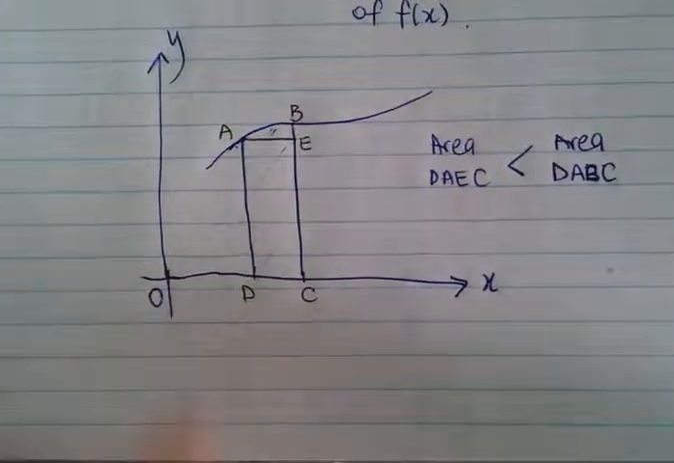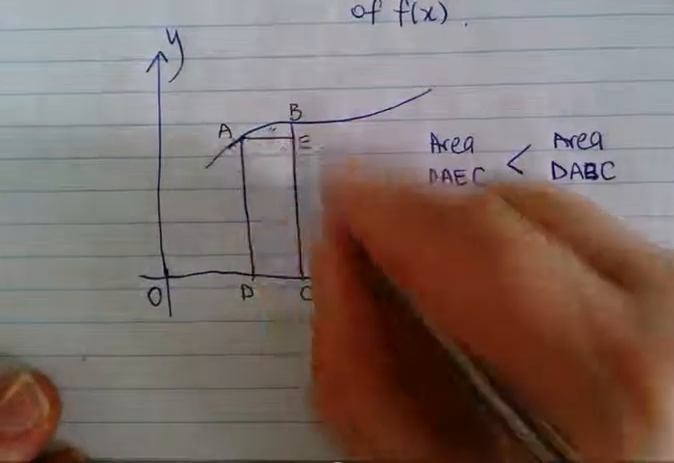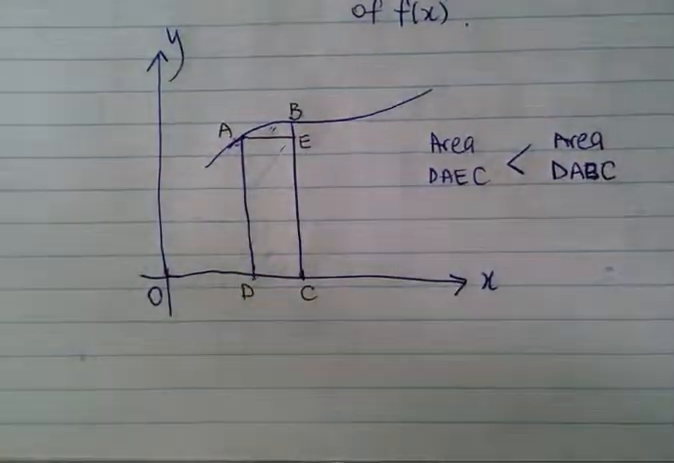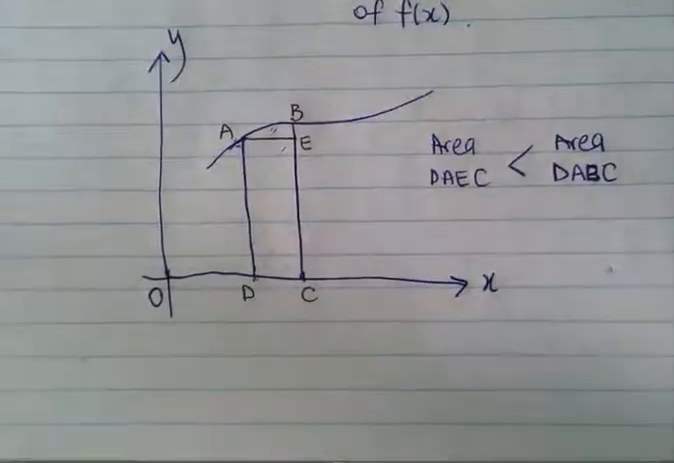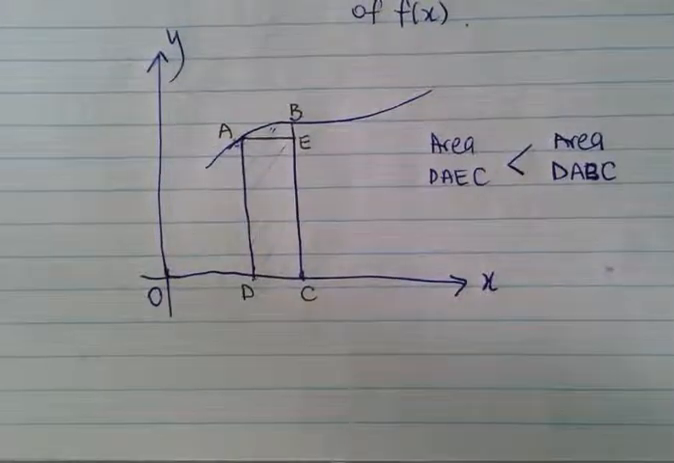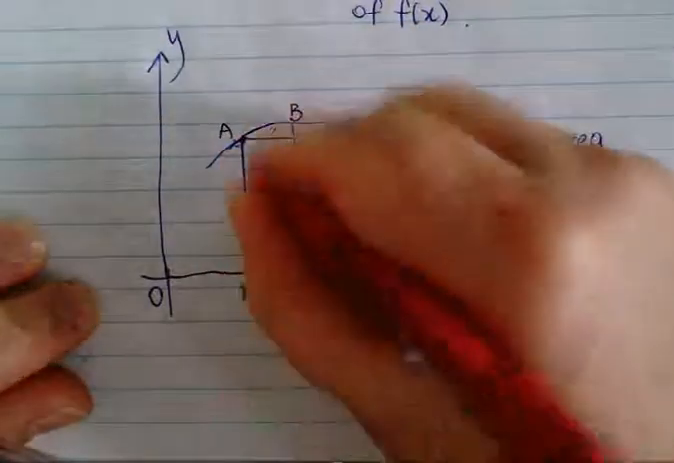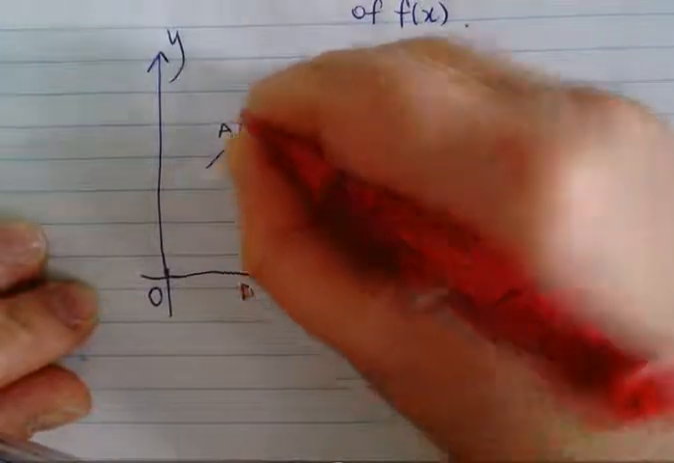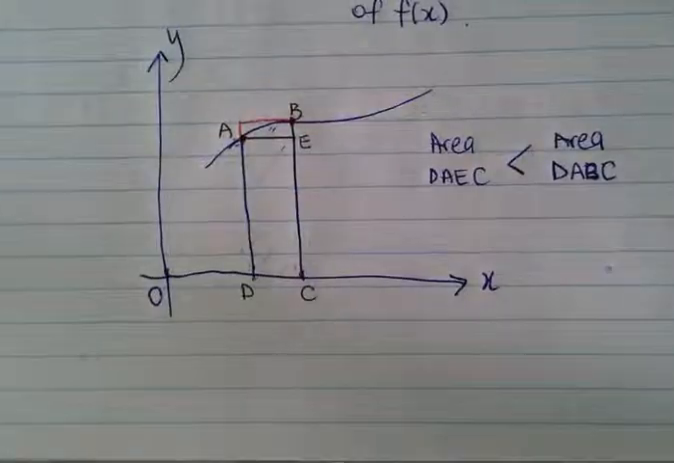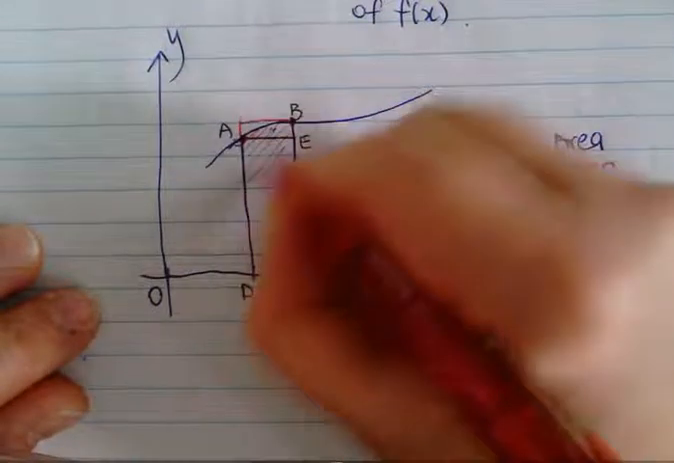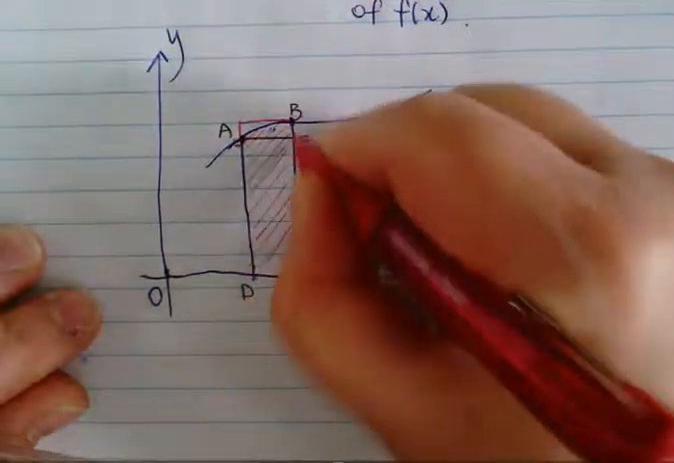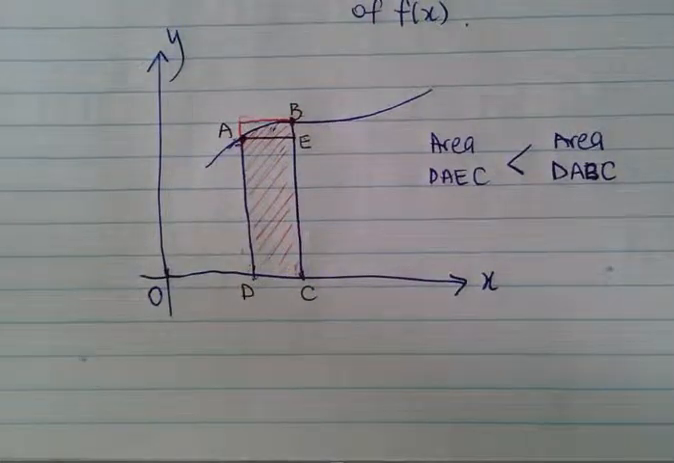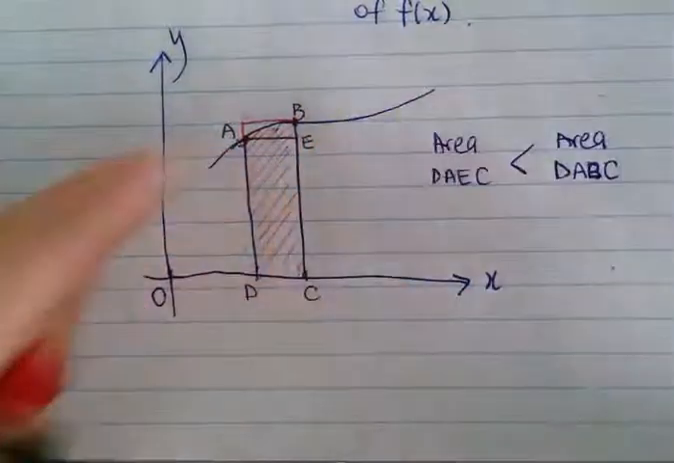Did you get that? So the area DABC is greater than the area of the rectangle below it, but smaller than the area of the rectangle above it. So how do I know where to draw the rectangle below it? I just look at this point on the curve and come across here. Then I look at this point on the curve and come across here. Then I've got the big rectangle. So the shaded area under the curve is bigger than the lower rectangle, but it's smaller than the upper rectangle that I can draw, bounded by those points on the curve A and B.